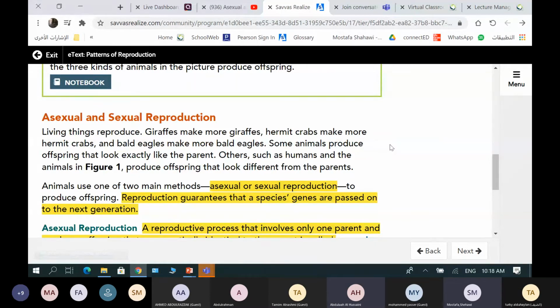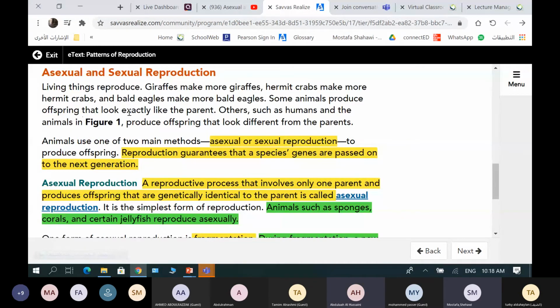Some animals produce offspring that look exactly like the parent. Others, such as humans and the animals in Figure 1, produce offspring that look different from the parent. Okay, thank you. No, no, that's enough.